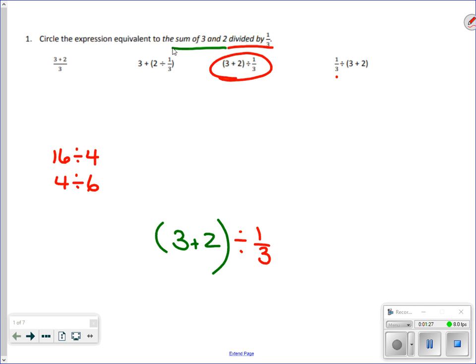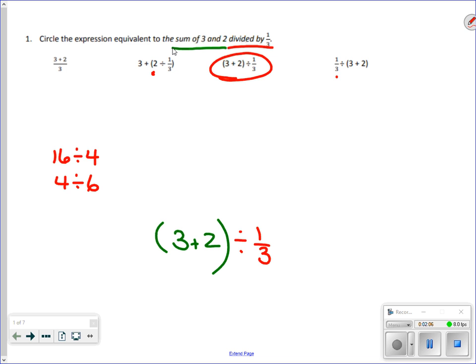So can I, let's see, the sum of 3 and 2 divided by 1/3. Would this give me the same answer? No. So are they equivalent? No. The sum of 3 and 2 divided by 3 is different because it's not divided by 1/3.